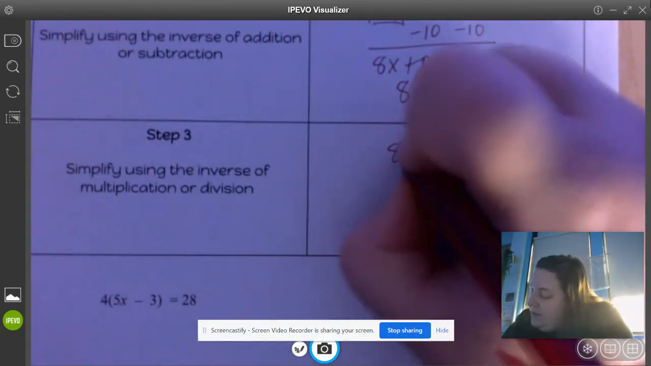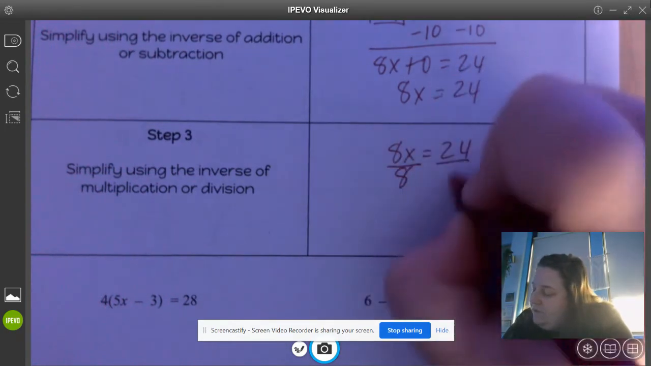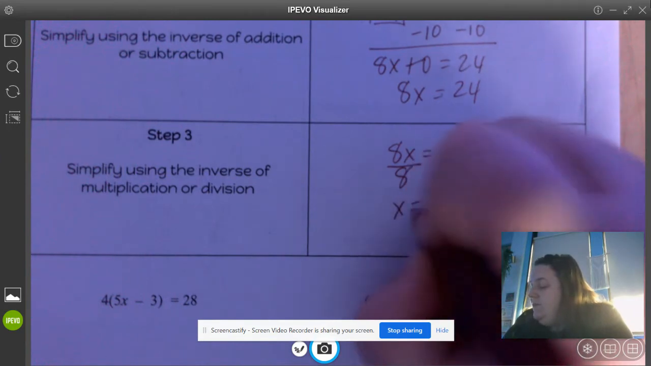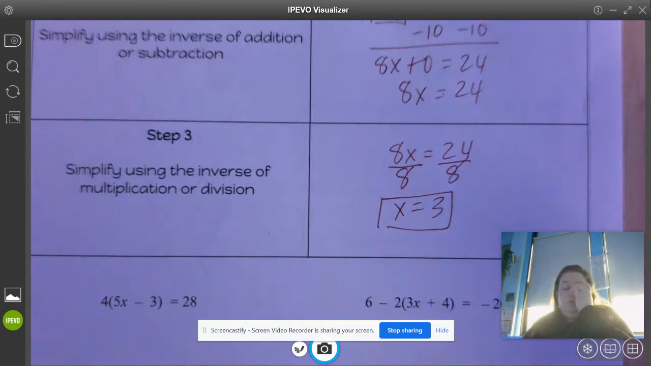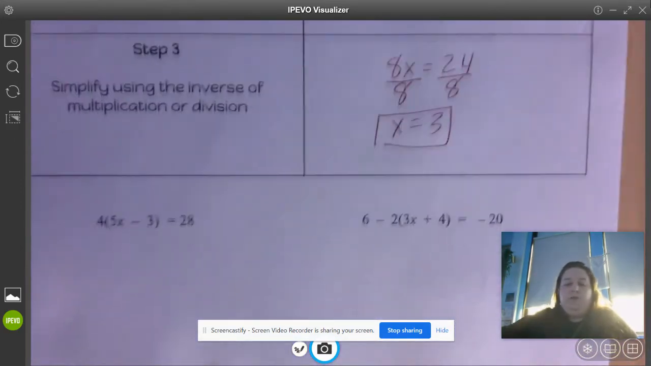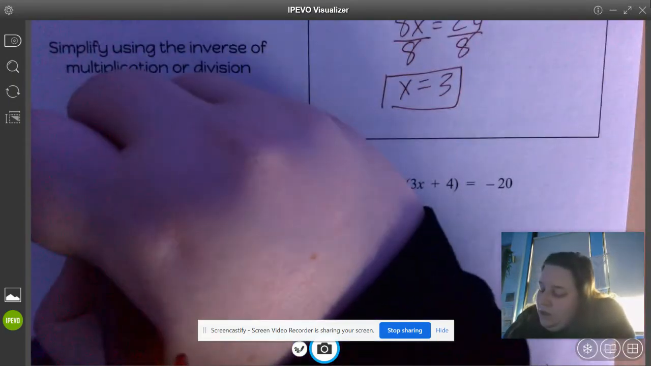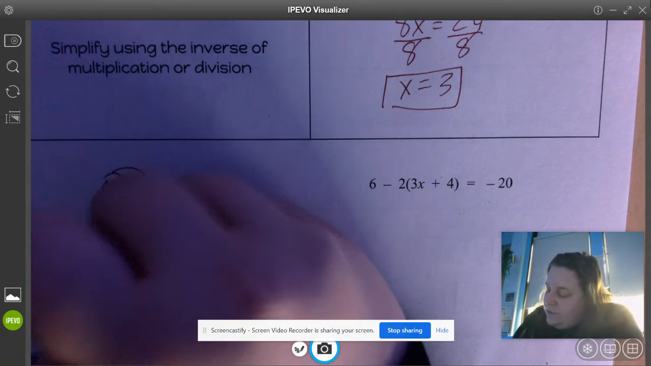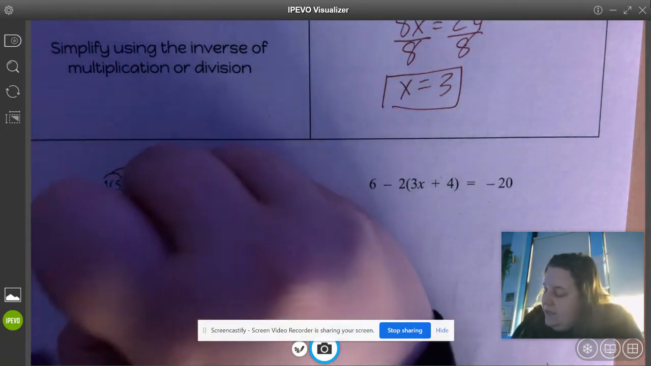And then I'm going to bring that down here for step 3, and that is to get x by itself. So we would do the inverse of multiplication, which is division, and I get x equals 3. Okay. So just like before, I'd like you to pause, try the 2 problems below, and then come back when you're ready. All right, so I'm going to start by distributing the 4. So 4 times 5 is 20, and 4 times a negative 3 is negative 12.